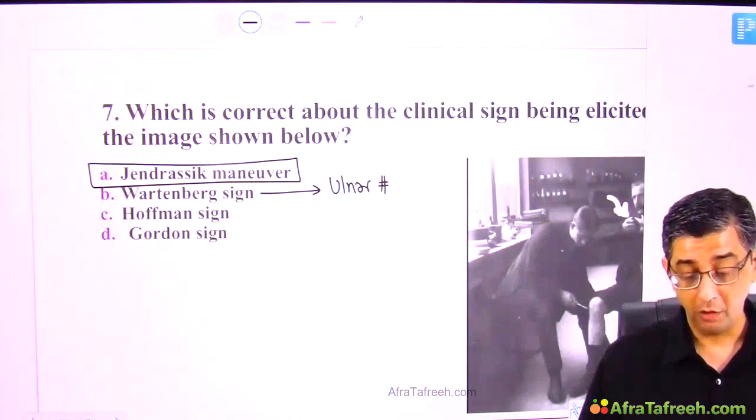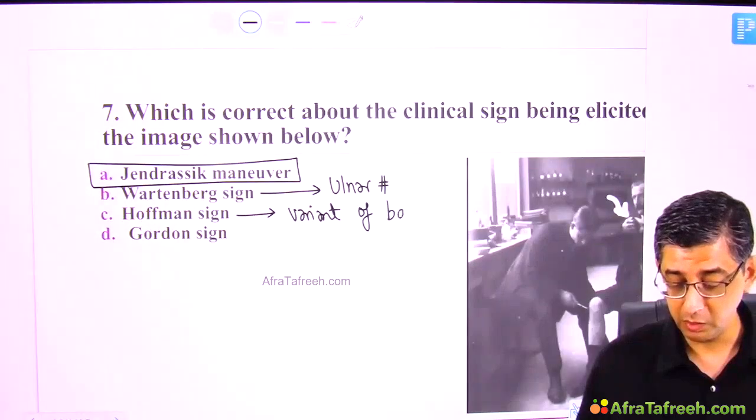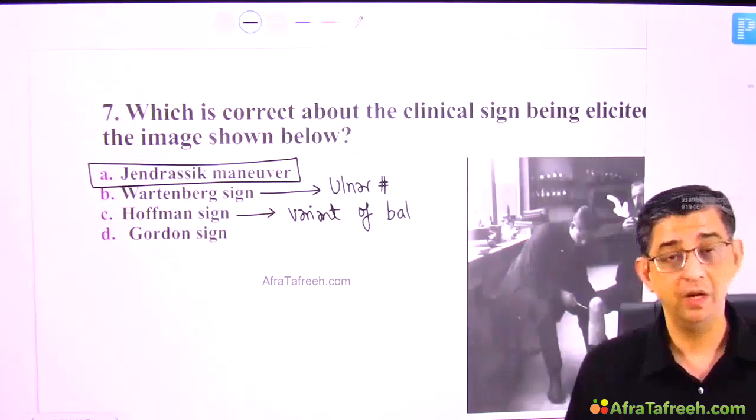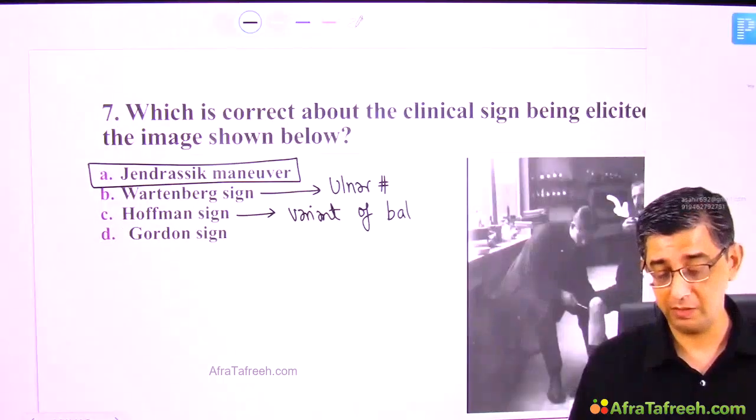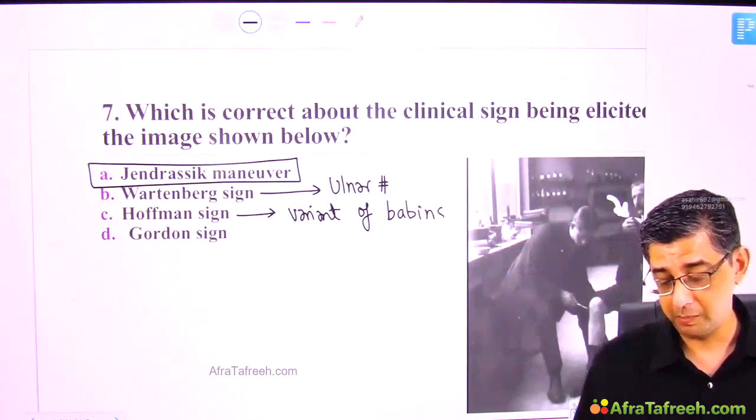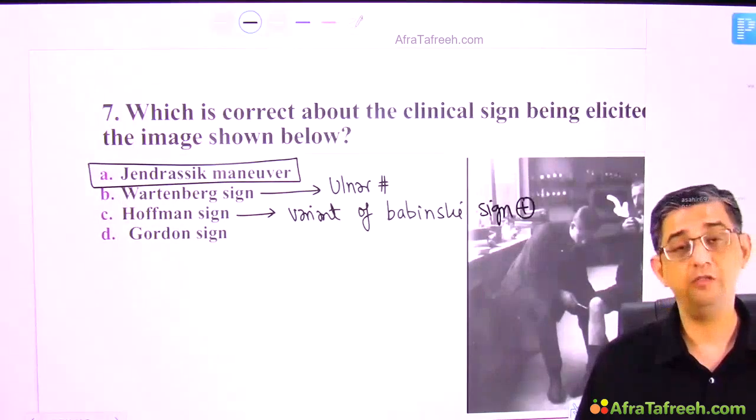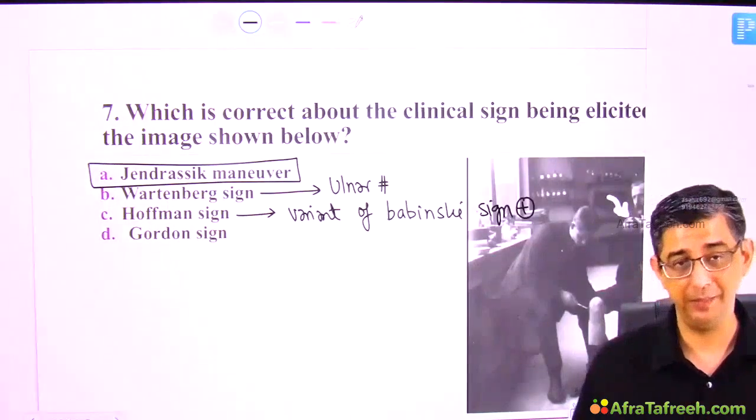Hoffman sign. Hoffman sign is a variant of Babinski sign in the upper limb. Like in Babinski sign, you stimulate the sole of the foot, and you have dorsiflexion of the great toe and fanning of the smaller toes if the corticospinal pathway is involved. I basically wanted you to remember that Babinski sign is elicited in the lower limbs, whereas Hoffman sign is the variant of Babinski in the upper limbs. So that is in the hand.